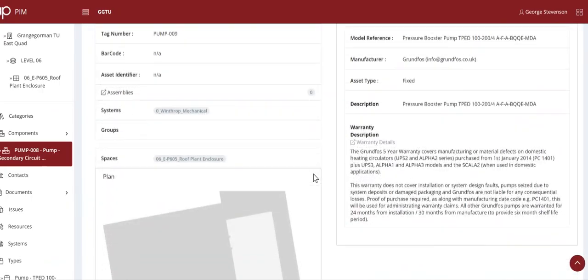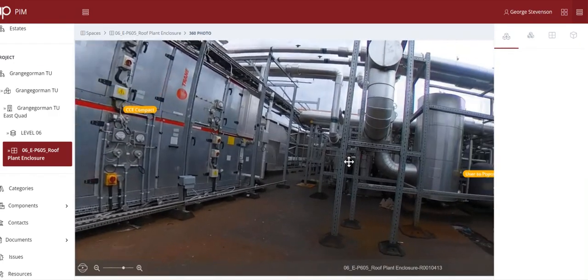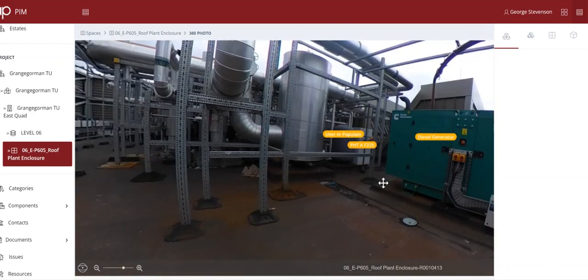At Grange Gorman University in Dublin, Sodexo used Activeplan to identify and locate all of the assets and the technical standards library to populate their work order application, QFM.